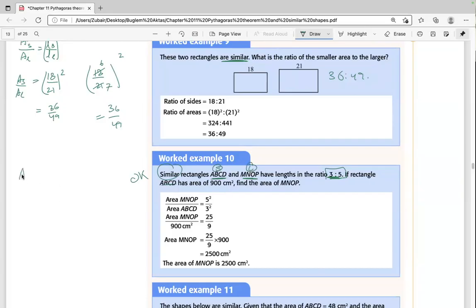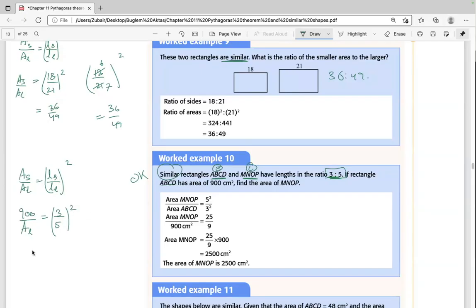So just plugging in the values: area of smaller over area of larger is equal to length of smaller over length of larger, whole squared. Whatever data I get, I'm going to plug that in. So ABCD is smaller and area is 900. Area of larger is unknown. Side of smaller is 3. Side of larger is 5. Nothing is given whether it is 3 centimeters, 3 meters, 3 feet, 3 yards. It could be anything. But whatever it is, they are in ratio of 3:5.